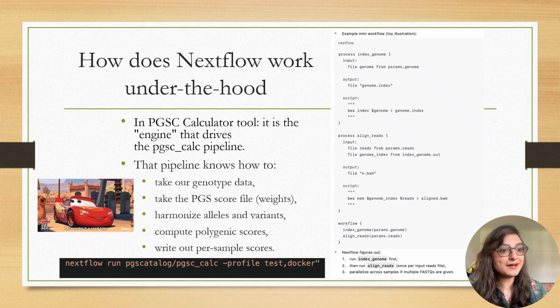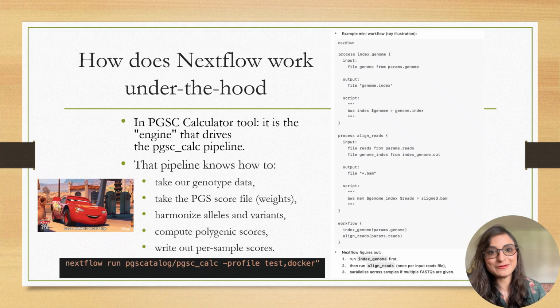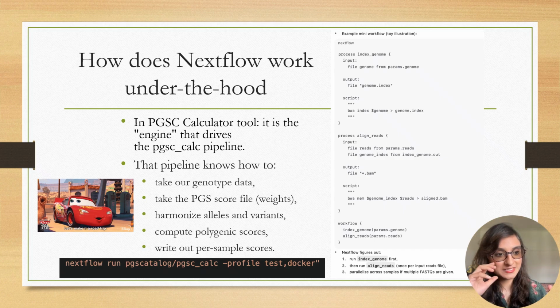So yeah, we are not going to be writing a Nextflow workflow ourselves. That's not what we're going to do, but we're calling an existing Nextflow pipeline, PGSC calc. And this pipeline knows how to take our Plink genotype data or the formats that we've specified. There are 3 different current formats that PGSC calc supports, and a newer version would support more formats.